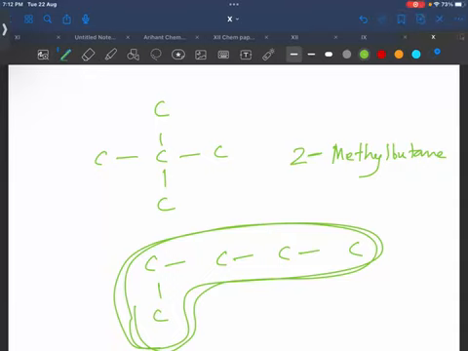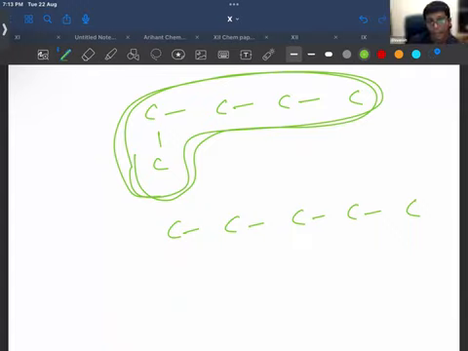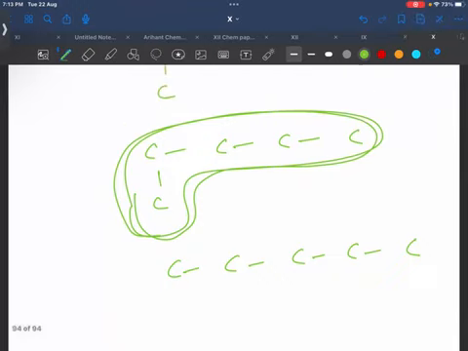So when there are 5 carbon atoms in the parent chain, the word root will be pent. Pentane. The word root is pent if there are 5 carbon atoms in the parent chain. Remember that. Then it will be pent, and if all are single bonds, then ane.